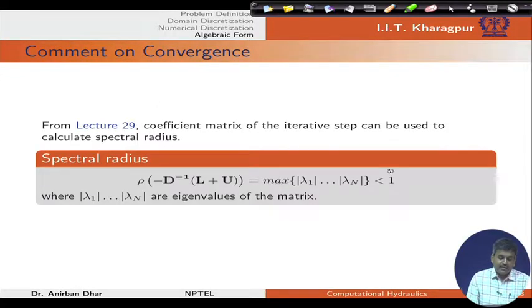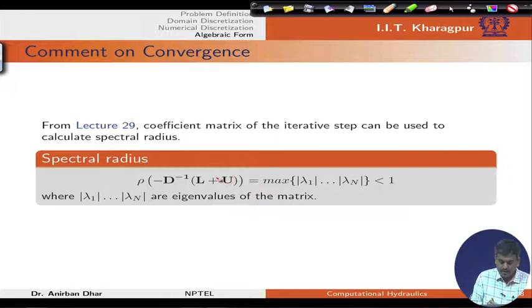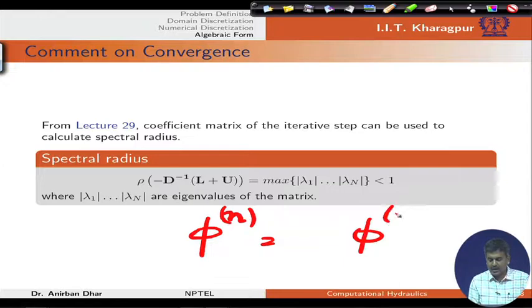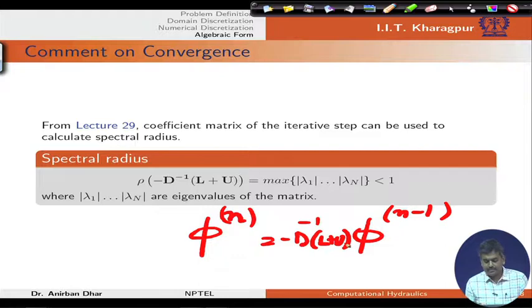In this case we can consider the spectral radius. So, what is the spectral radius, rho? Rho of the coefficient matrix, we have considered phi n and phi n minus 1, and this is the coefficient matrix which is D inverse (L plus U) in this case.